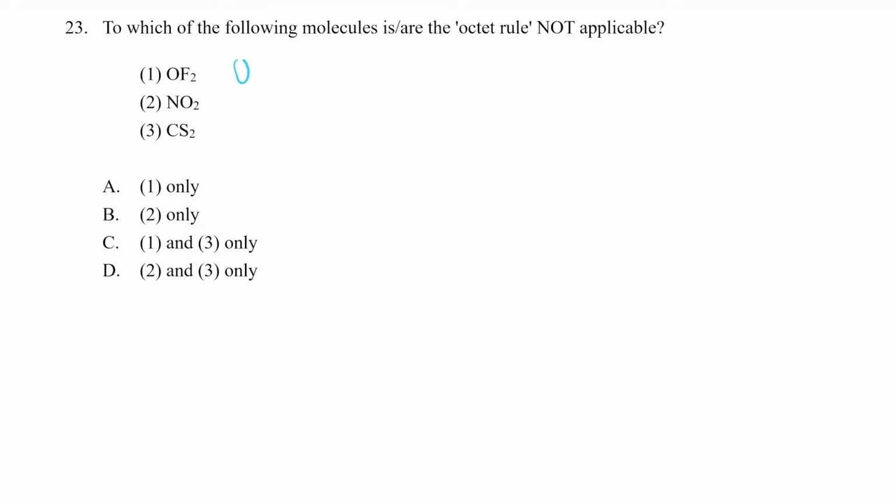So here we have OF2. I'm going to use two colors. What you're going to do is list out their electronic arrangements. Oxygen, the electronic arrangement is 2, 6. And fluorine, on the other hand, the electronic arrangement is 2, 7. But because there are two fluorine atoms here, I'm going to write another one. So 2, 7.